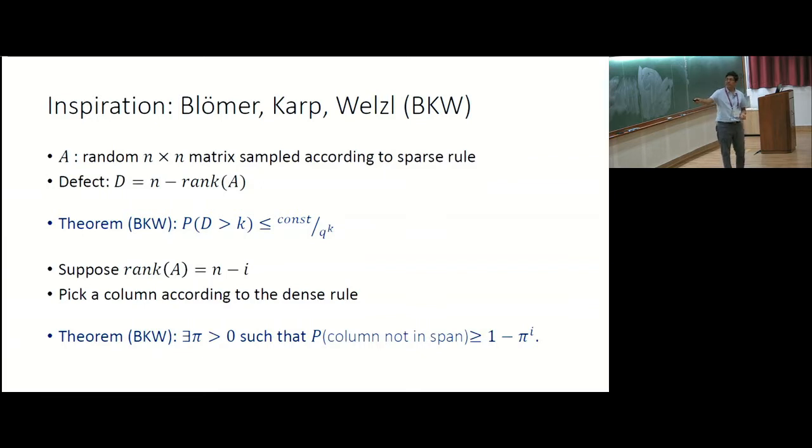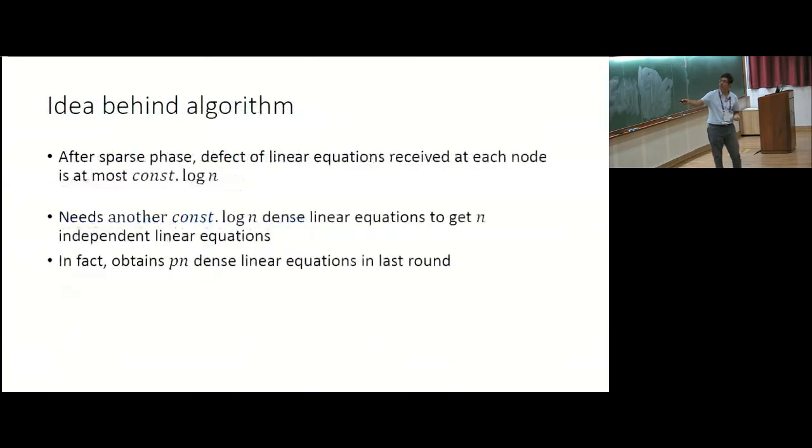Okay, so how much is the defect? It's order one per matrix, but each node is generating its own matrix. So if you look at the worst case over all n nodes, you have a defect of log n, roughly. The worst case defect is log n. So after this sparse phase, you have a defect of log n. So you need about another log n dense linear equations to get to full rank, but your one extra round actually gives you n linear equations. So that's more than enough to make up the defect. So that's the idea behind the algorithm.